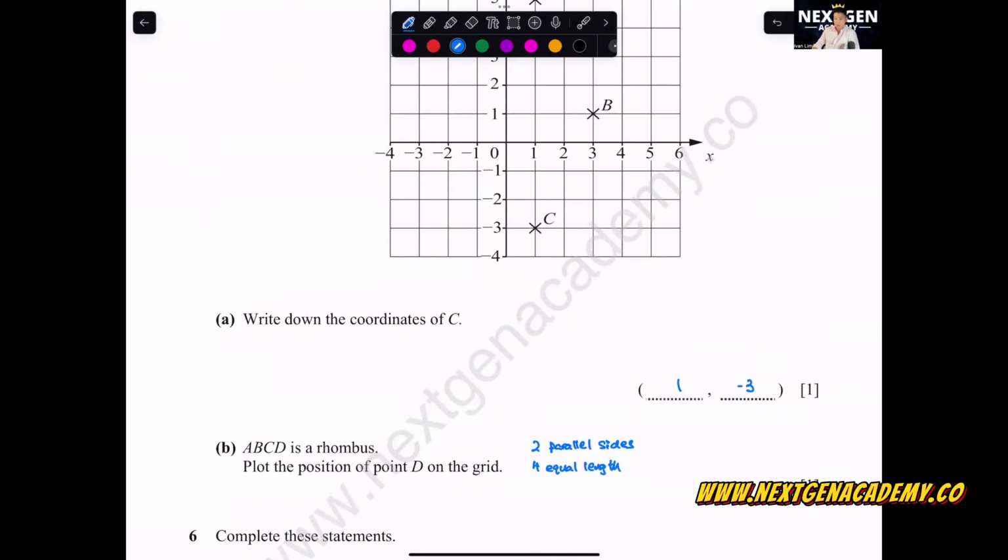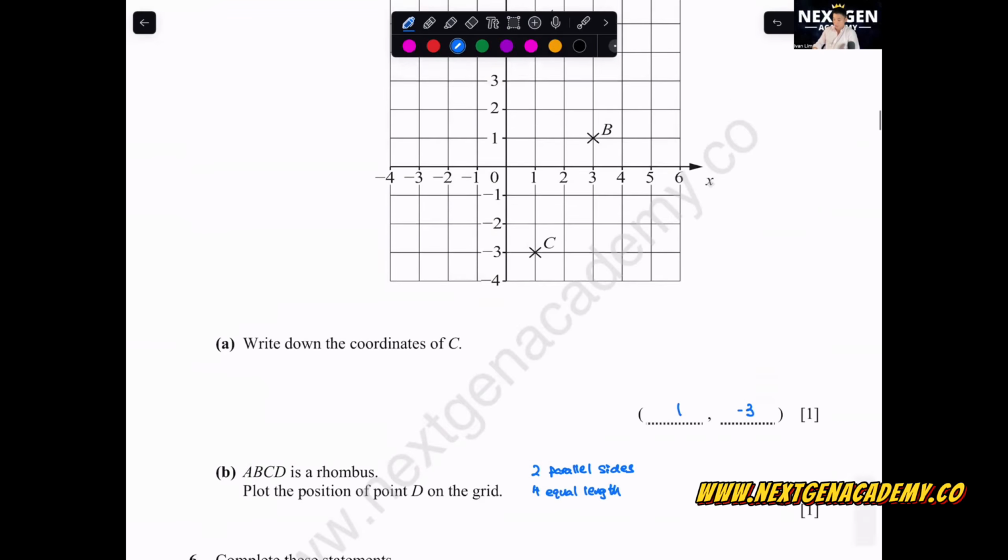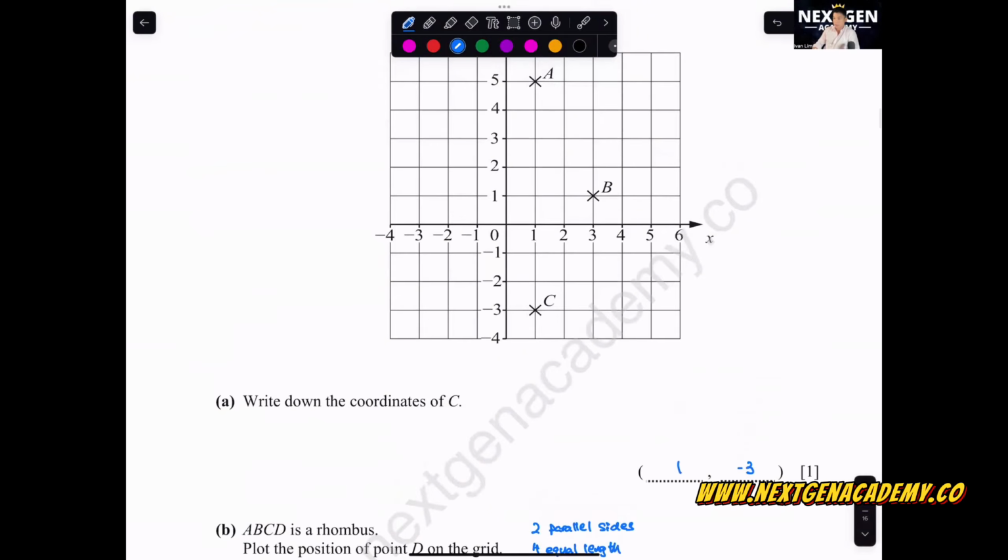Right? All of them are equal length. Like a diamond shape like that. Okay, where do you think will be the last point? Where is point D? Give me the coordinates of point D.